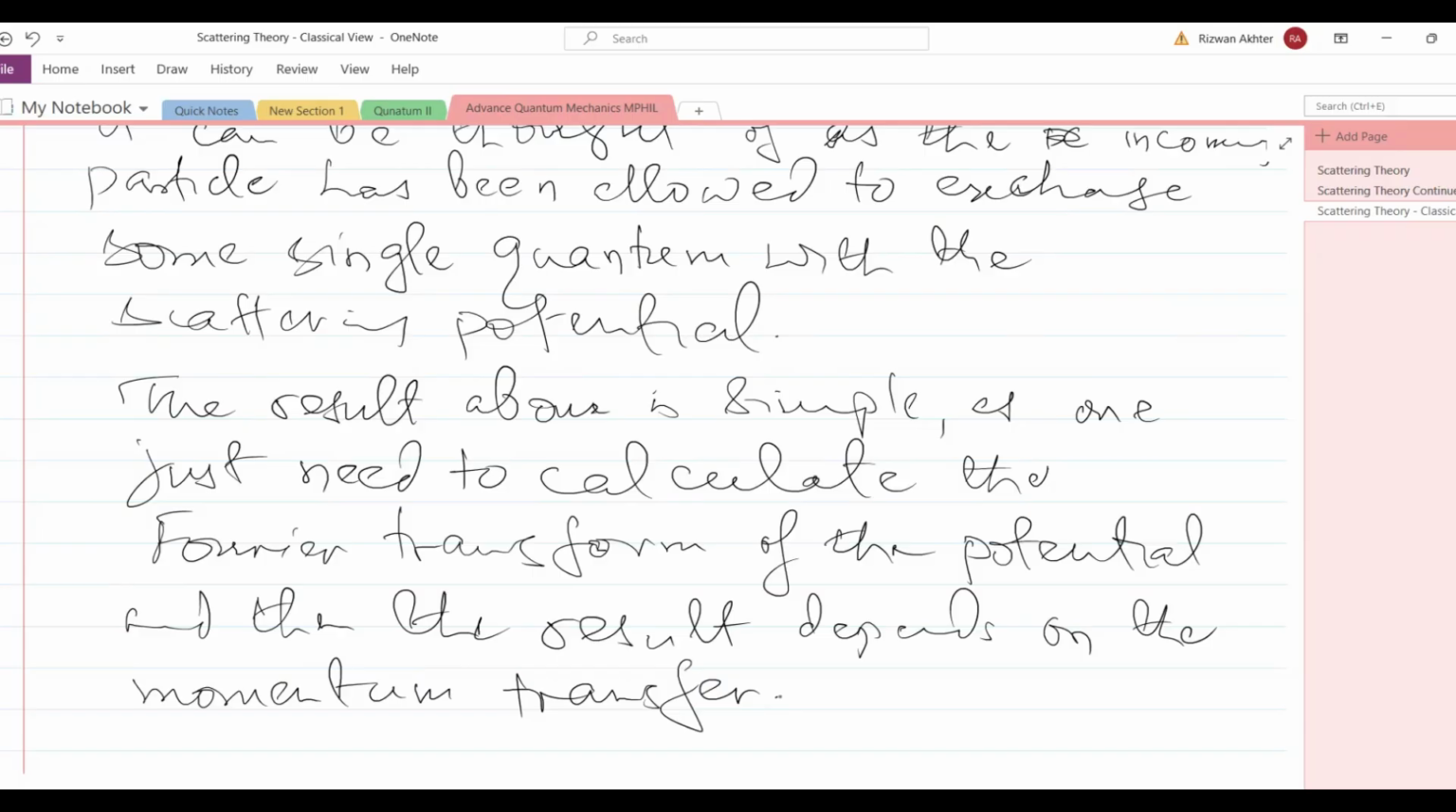Solving with the Green's function means that we need to find the Green's function. To find the Green's function in momentum space, we need to do the Fourier transform, and then using that result we found the Green's function after solving, in fact, a complex contour. So this is a simple theory called scattering theory.